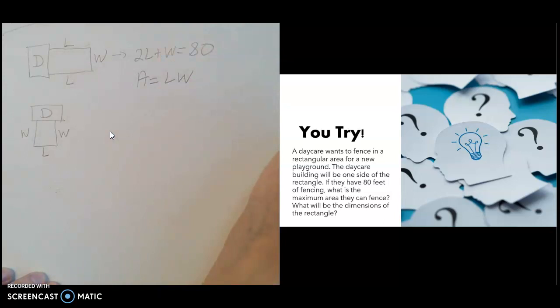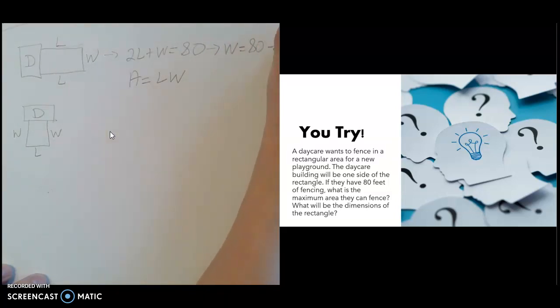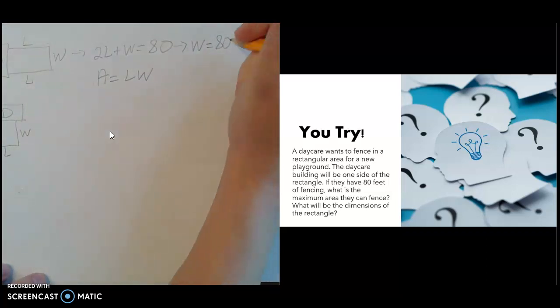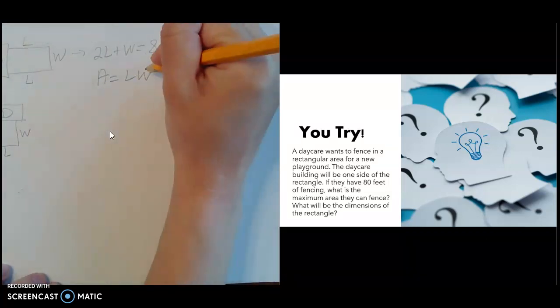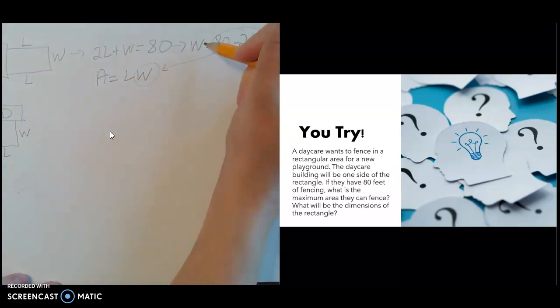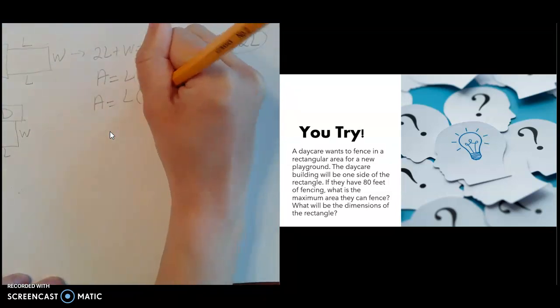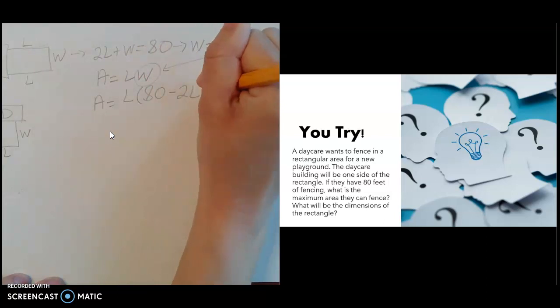Let's see, from here, you'll notice my area formula has two different variables in it. That's not very helpful. So I'm going to use this first equation to solve for my width because that's probably the easiest. I'll subtract 2L from both sides and get my width equals 80 minus 2L. And then what I can do is take my 80 minus 2L and substitute it into this equation for width, since they both equal width. The reason I'm doing that is so that I just have one variable instead of two.